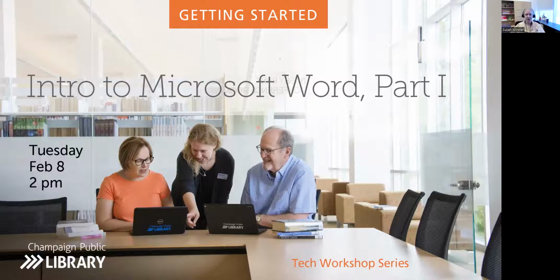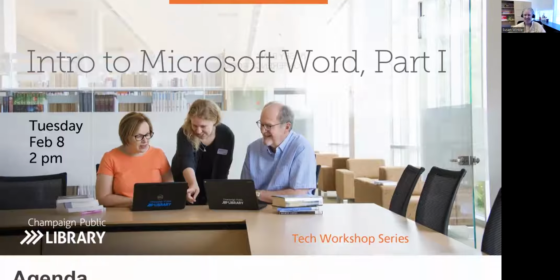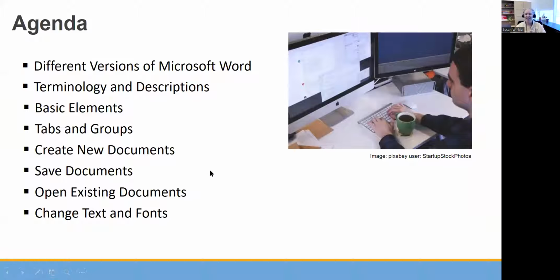And today we're focused mostly on the navigation of what does Microsoft Word look like, how is it laid out, and then we'll get into a little bit about creating documents. And I'll go ahead and show you the agenda in just a second, which will get more into that. Okay, so we'll talk a little bit about the different versions of Microsoft Word. There are a couple versions. There is the desktop version that's physically loaded onto your computer. And then there's also some online versions, and we'll talk about those and what's different about them.